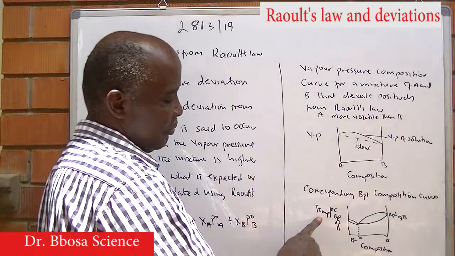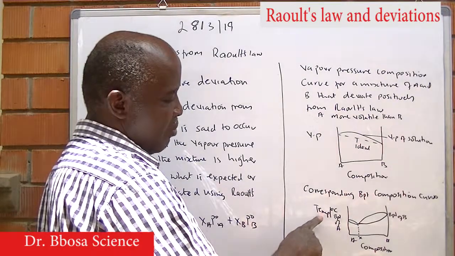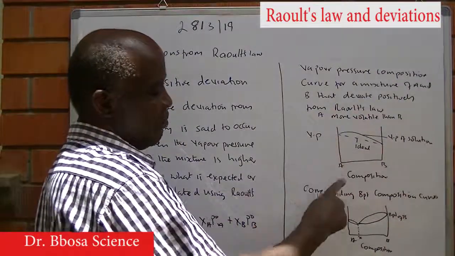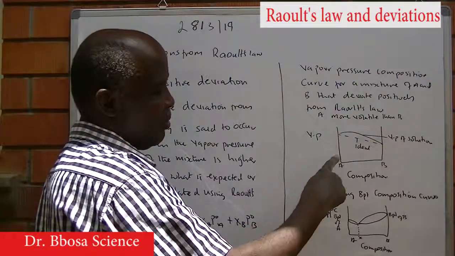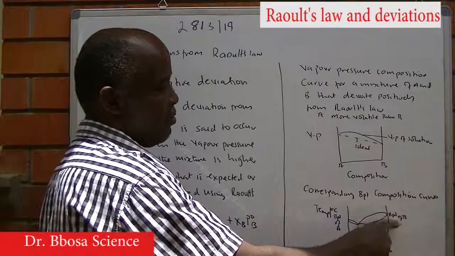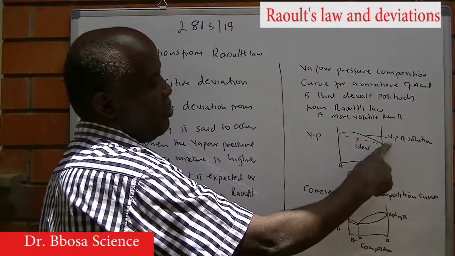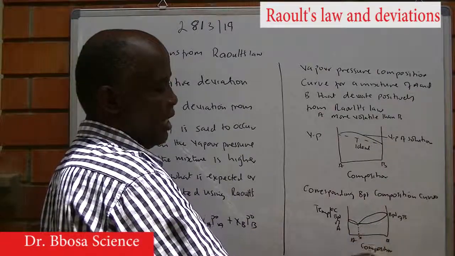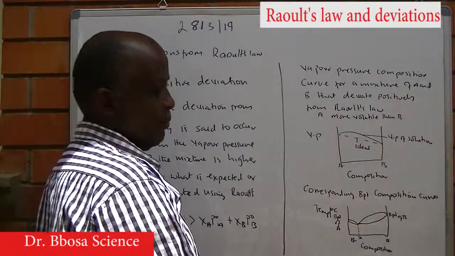When we draw a boiling point composition curve, high vapor pressure means low boiling point. So the boiling point of A is lower than that of B. The vapor pressure of B is lower than that of A. The boiling point of B is higher than that of A.